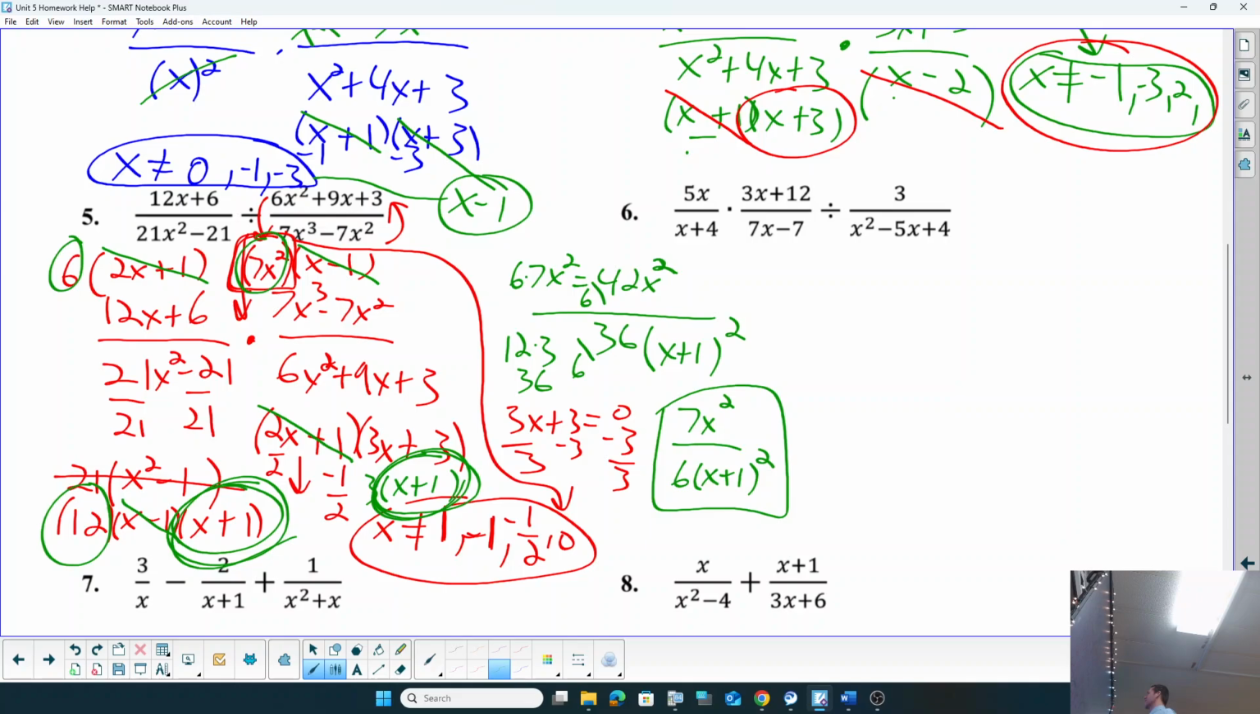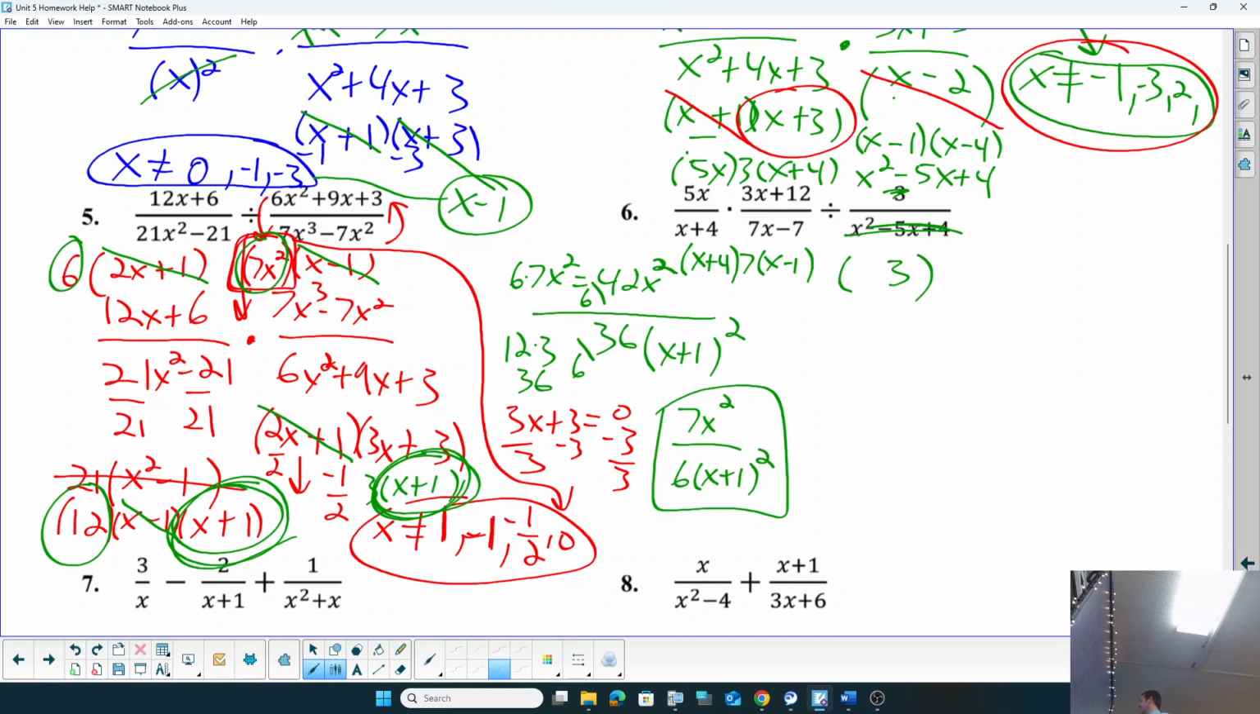So number 6, let's see here. We can pull out a 7. And then over here, we're going to keep, change, flip. So 3 goes here. X squared minus 5x plus 4 goes here. Factor is x and x, 1 and 4, both negative, since a negative times a negative is a positive. Pull out a 3, we get x plus 4, because 12 divided by 3 is 4. And then we have our 5x up there. We've got our x plus 4 still to worry about.